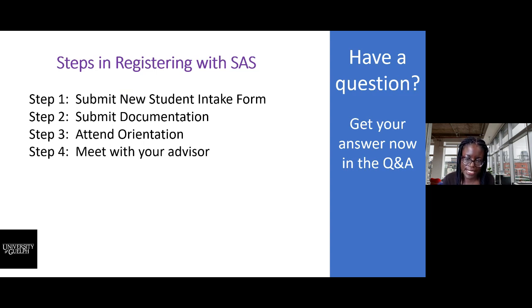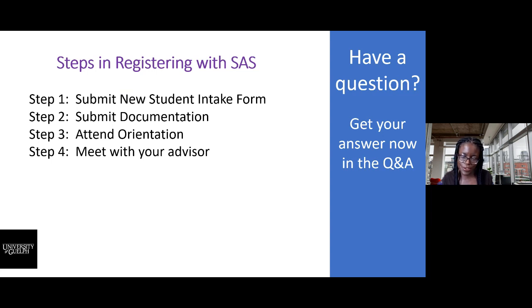And then the fourth piece is meeting with your advisor. Again, you'll get more information about how and when that is going to happen when you start taking those steps to respond to the questions that we're asking about which aspects of orientation are going to be most useful to you. There are some choices in there, and then we do ask you for some information so that we can help you book an appointment with your advisor.